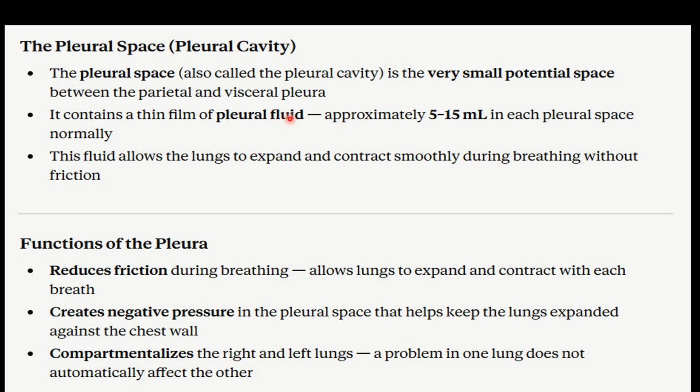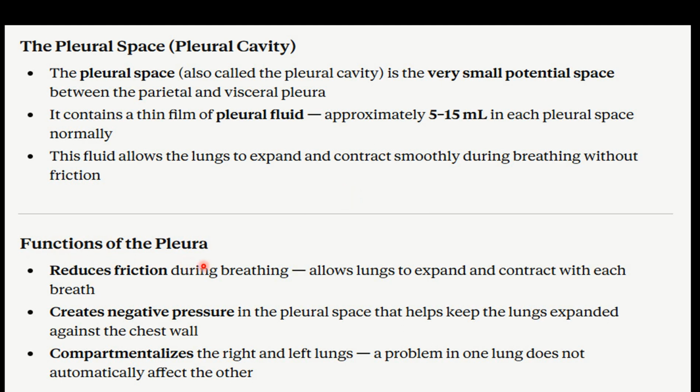But why is it used? So this fluid allows the lungs to expand and contract smoothly during breathing without friction. So we all know that at the time of breathing our lungs contract and expand frequently according to the breath. So in that situation, just to make sure there is no friction, this fluid is utilized there.